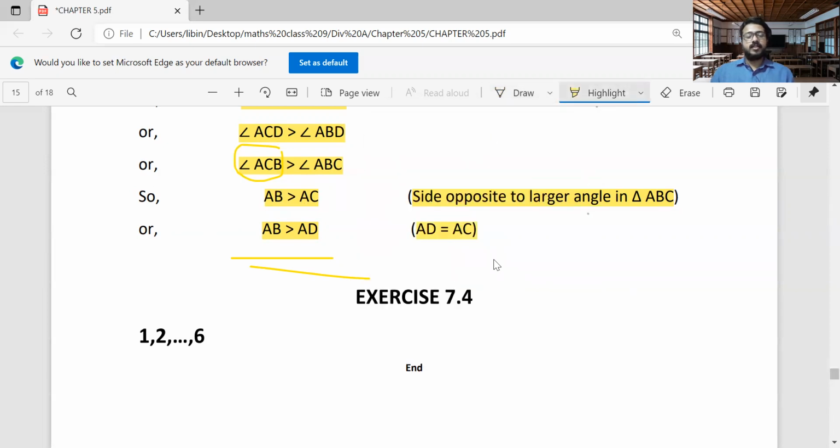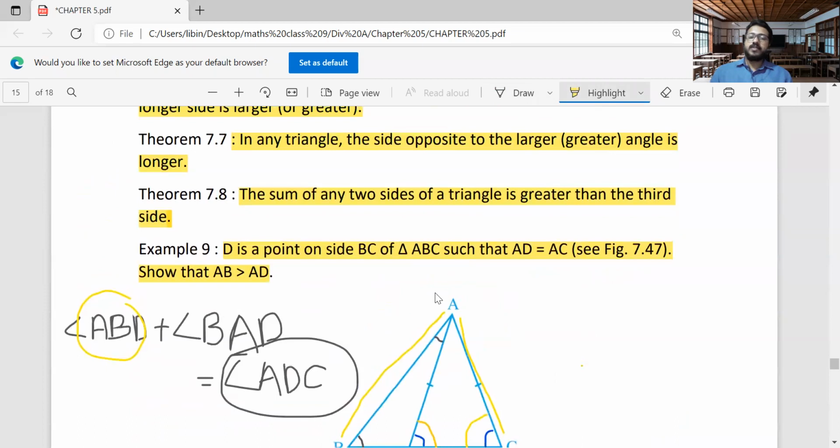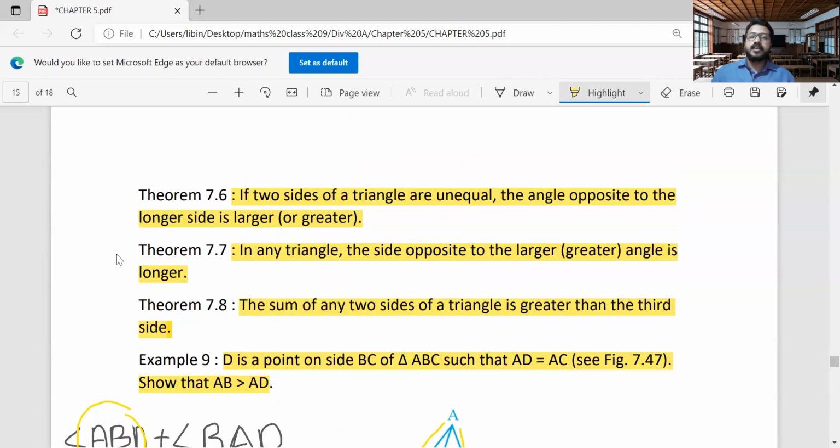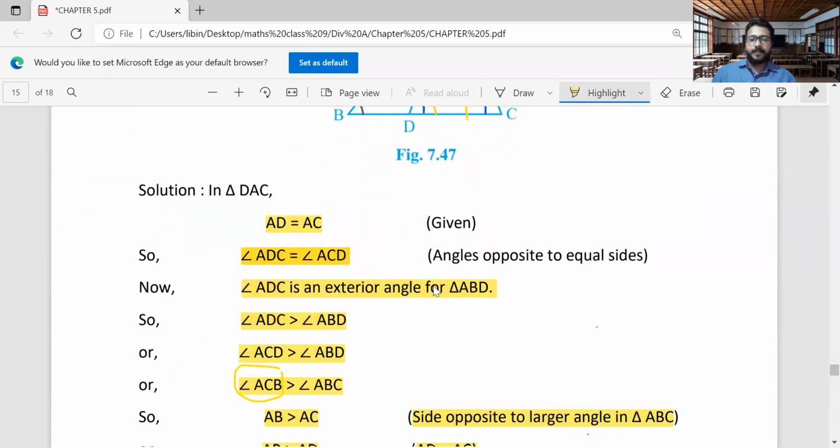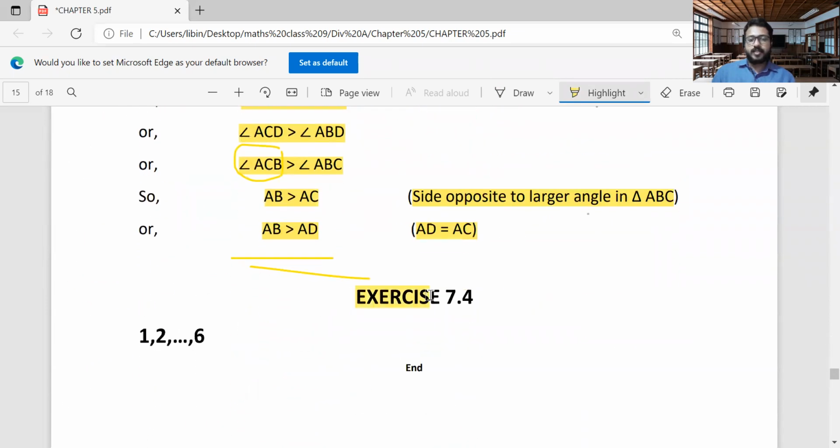Clear? So in this last section, we have seen only one example, and in this section, we have seen 3 theorems. And this section is over. You can do exercise 7.4 as your homework. Only 6 questions are given, and by this, this chapter has finished.